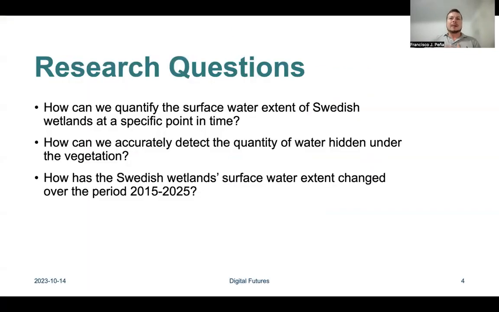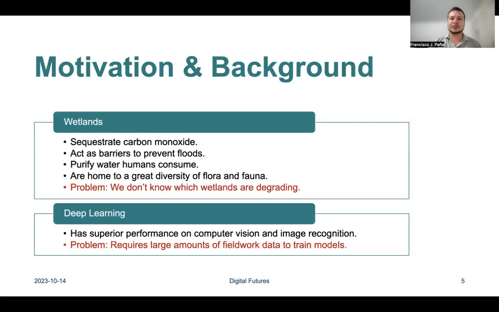KTH. Basically, we're trying to solve three research questions. How can we quantify the surface water extent of Swedish wetlands at every point in time? How can we accurately detect the quantity of water hidden under the vegetation? And how has the Swedish wetland surface extent changed in the last 10 years?